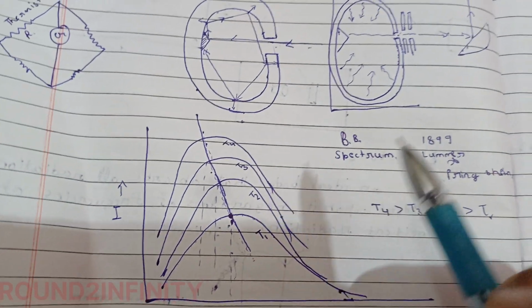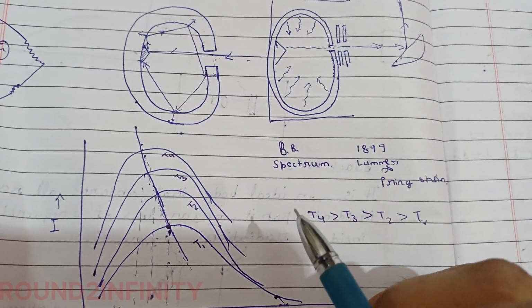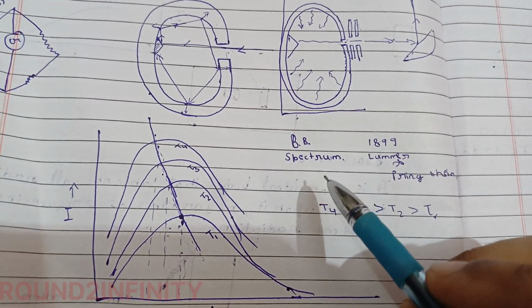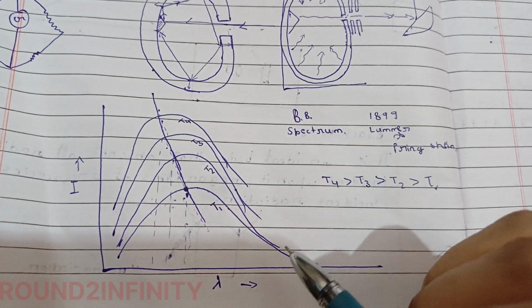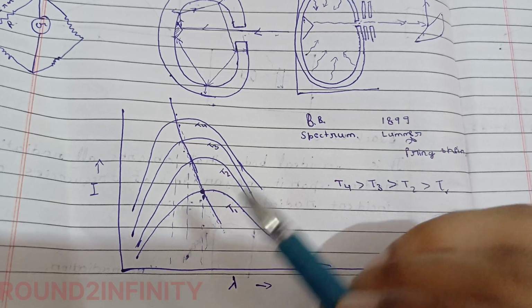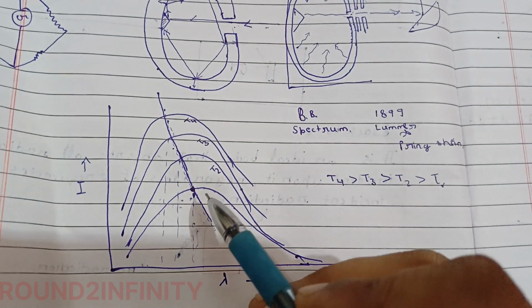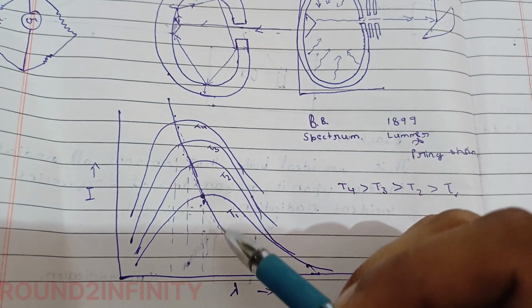This study was done in 1899 by Lummer and Pringsheim, and this is called the BB spectrum, that is the black body spectrum. So remember how we get this result and how we get this curve. Now there are many things we can take out from this. See, a kind of line is forming.